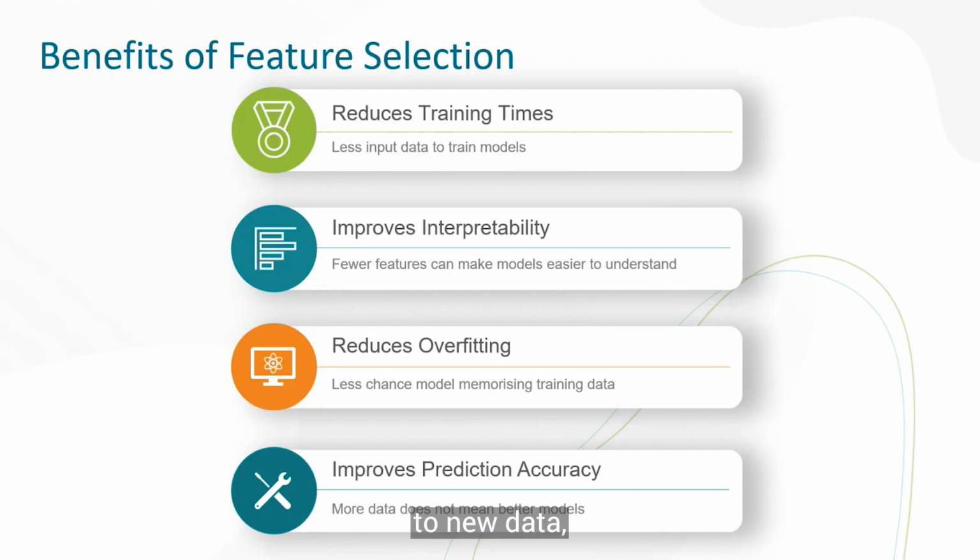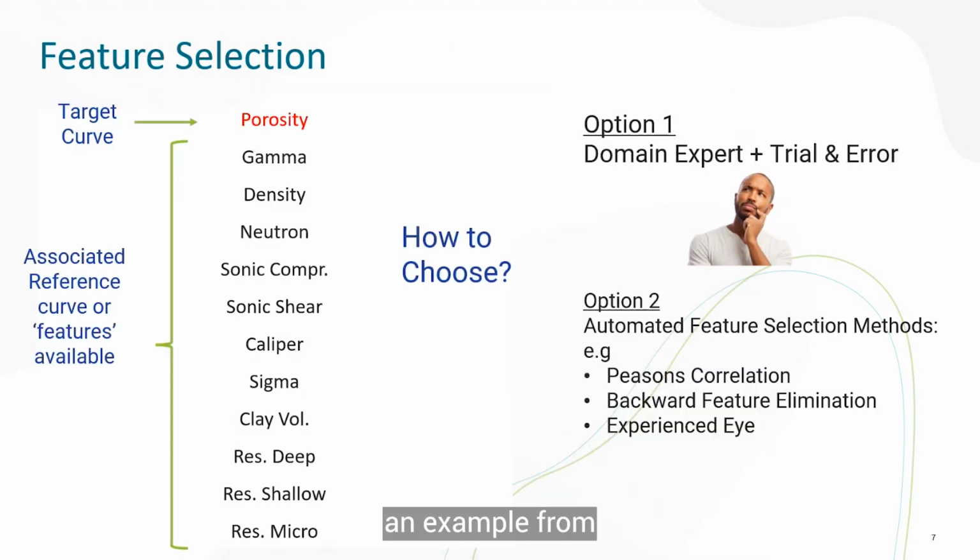So when we try to apply it to new data, we want to get the best model possible without having to change our model and without the issues of overfitting or memorization. And we can also improve prediction accuracy. Feeding in every possible input curve does not mean that we will end up with a better model. So we want to try and subset that down to the most relevant features. And that ties in with the first point: where we have less input data, we can then reduce the training times of the models.